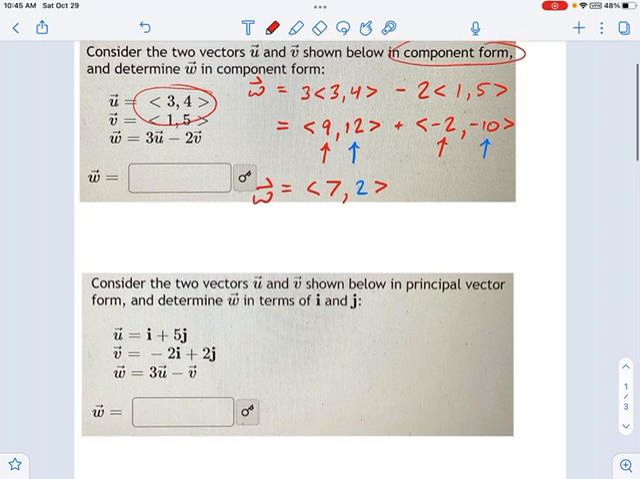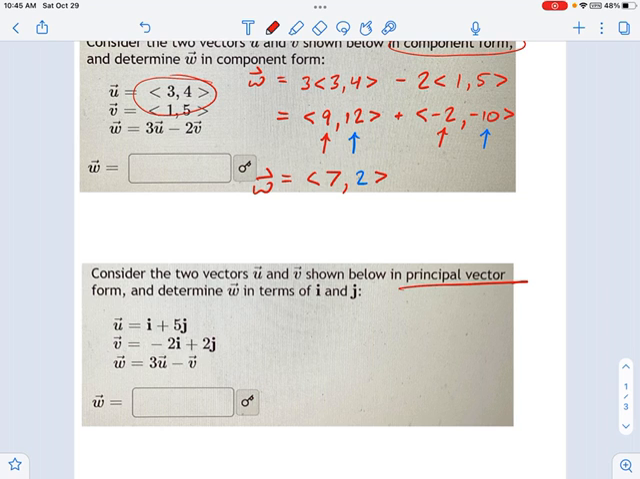Sometimes we see them in what's called principal vector form. Principal vector form makes it even easier. Now we have principal vectors i and j. Now let me be real clear about what i and j are. i is this vector, 1, 0, and j is this vector, 0, 1. And by using that definition, we can basically turn these vectors into kind of polynomials, like you're used to.